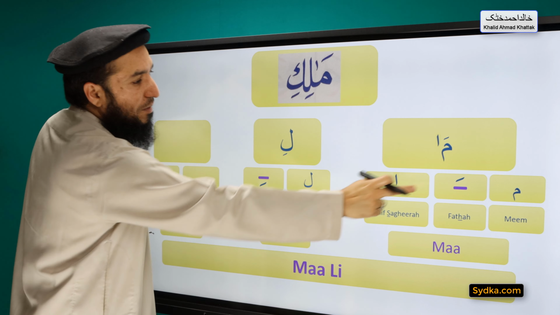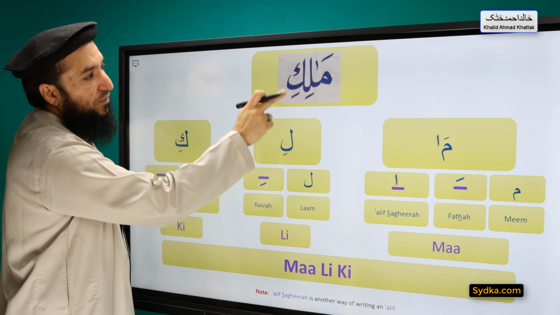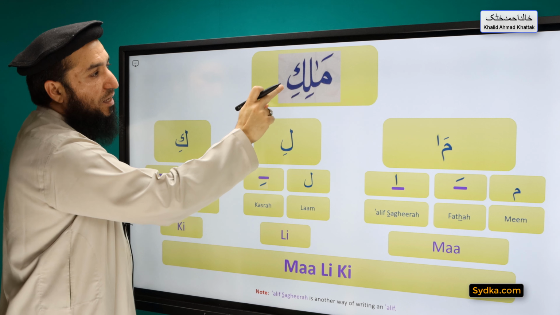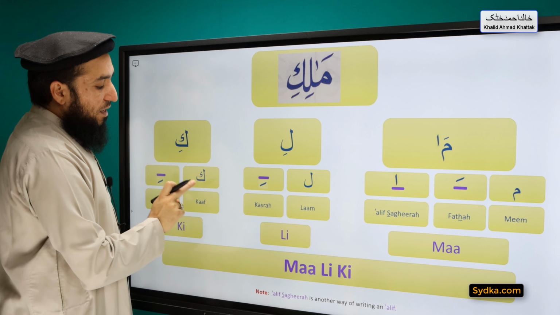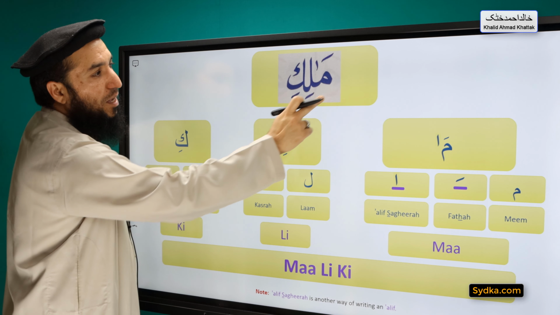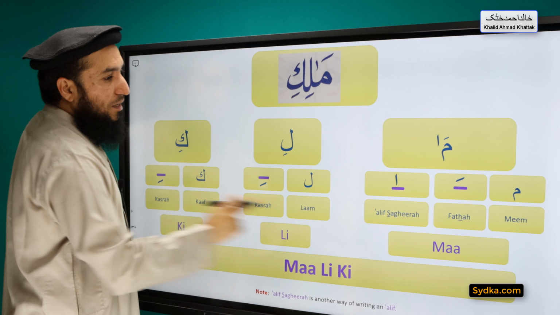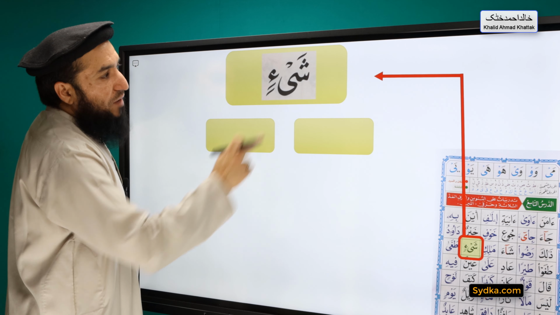Mali. The next syllable we have is Kaf Kasra Ki. Kaf is a light letter, it has kasra underneath, and it will be prolonged for 1 count. Kaf Kasra Ki. So we combine 3 syllables, we have Maliki. Maliki.